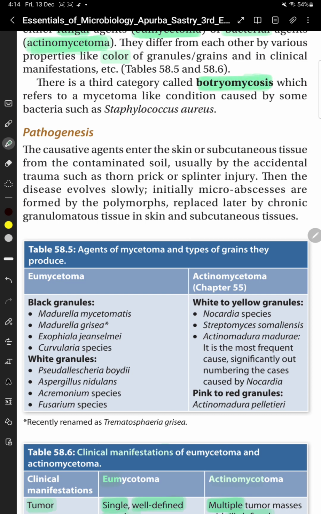Third category of mycetoma is botryomycosis. Botryomycosis refers to a mycetoma-like condition which is caused by a bacteria such as Staphylococcus aureus. So botryomycosis is a mycetoma-like condition which is caused by Staph aureus.